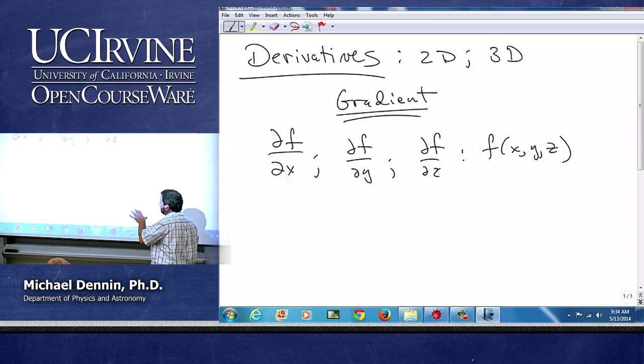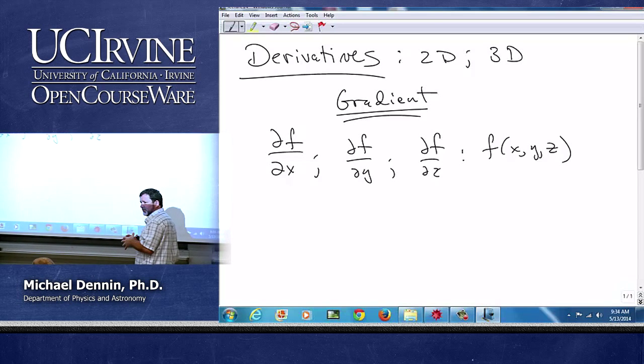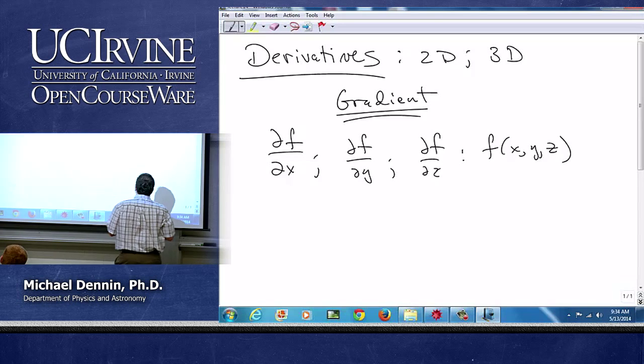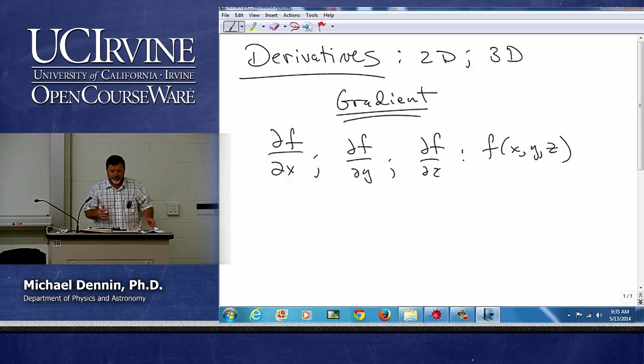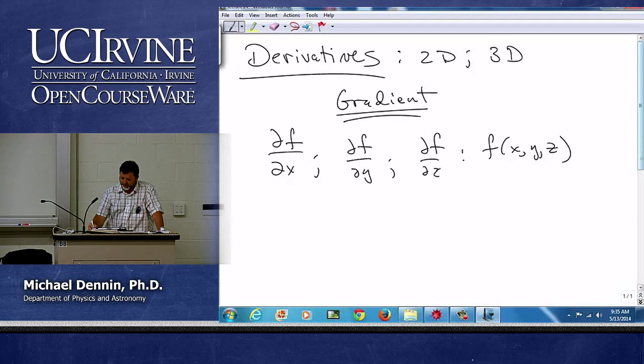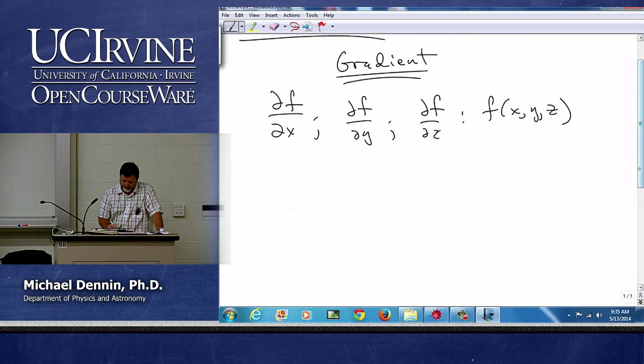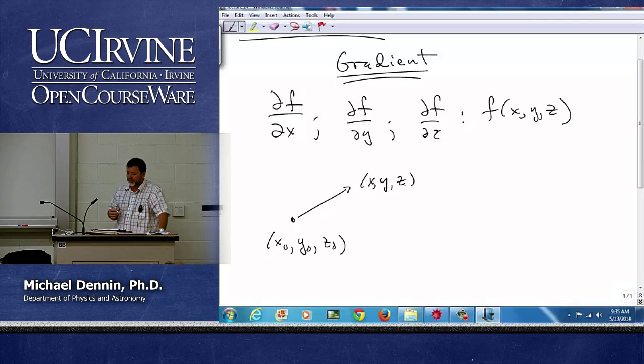But the question is, okay, that'll give me the change of f in the x direction, the y direction, or the z direction. But I'm often interested in something more general than that. So how do we develop and build up the concept of a derivative for something more general? The first thing we want to think about is if we start at some point x naught, y naught, z naught, keep in mind we're moving to a point x, y, z. That's the basic idea of the derivative.